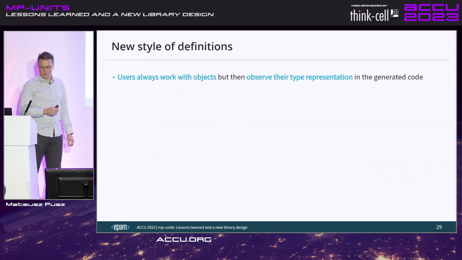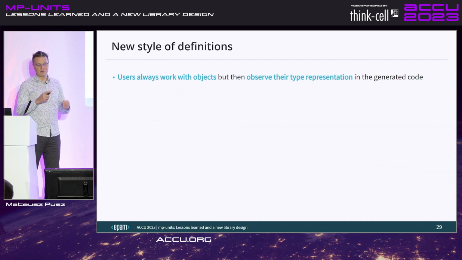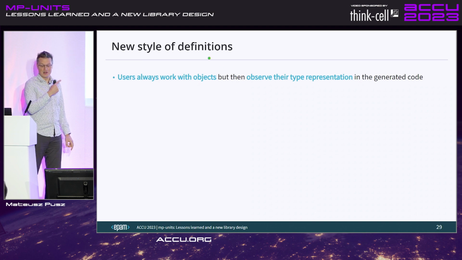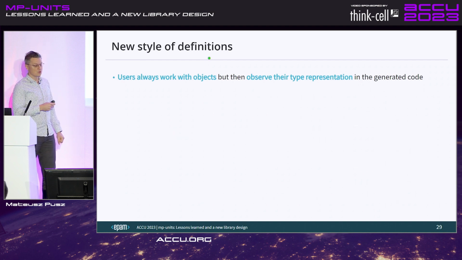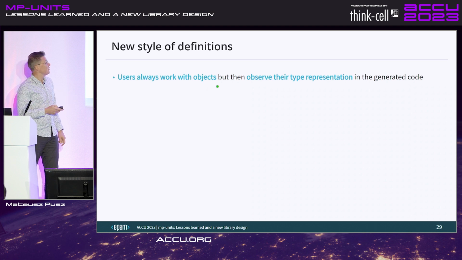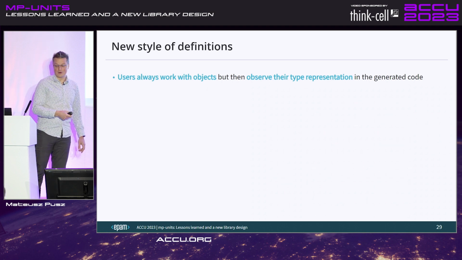Before I talk about specific details of the framework, I want to share a new style of definitions that you will find a lot in my library, on this next slide. Just to make sure why those things are defined like this, I want to make it explicit here. Users always work with objects of a specific type, but then observe the type representation in a compile time error in this library.